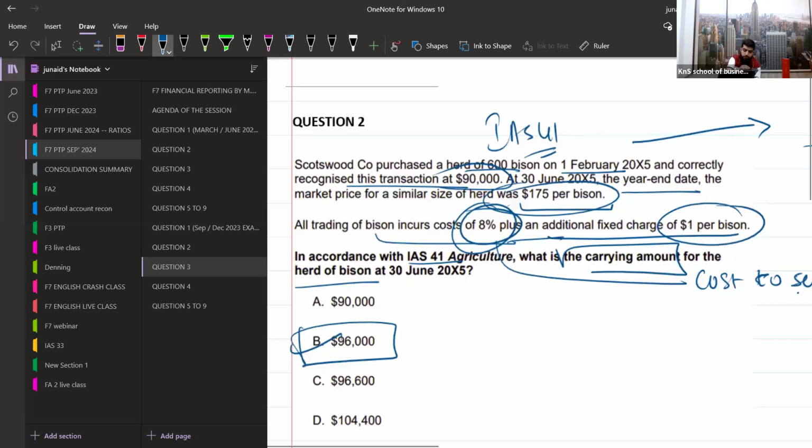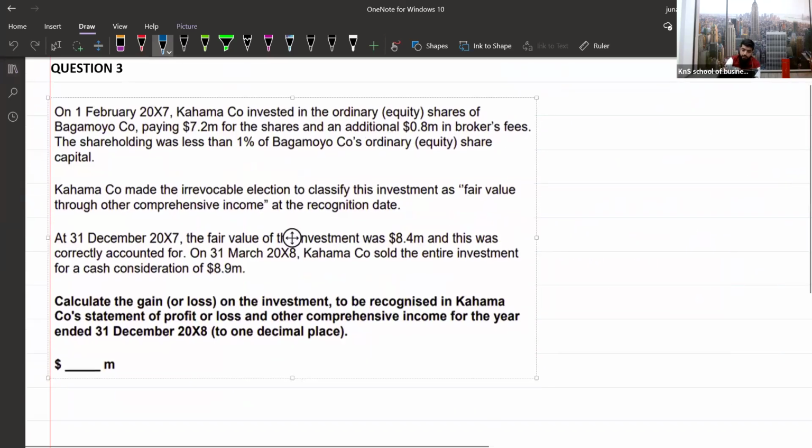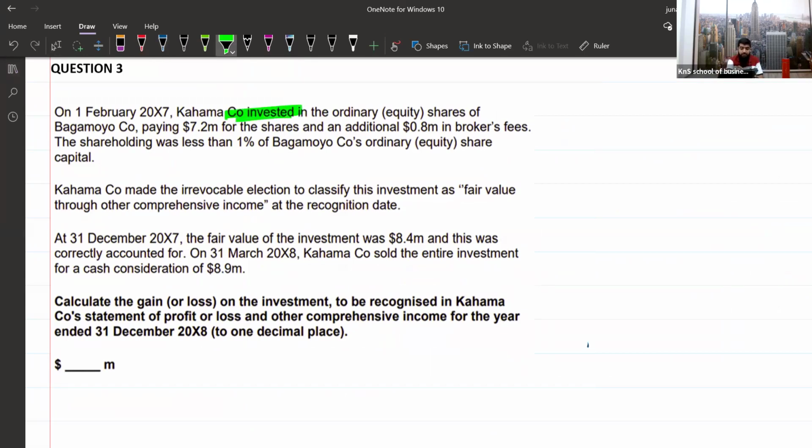That is question number 3, and it is related to IFRS 9. On 1st of February 2007, Kahama Company invested in the ordinary shares. First of all, highlight this one: invested, it means it's a financial asset question.